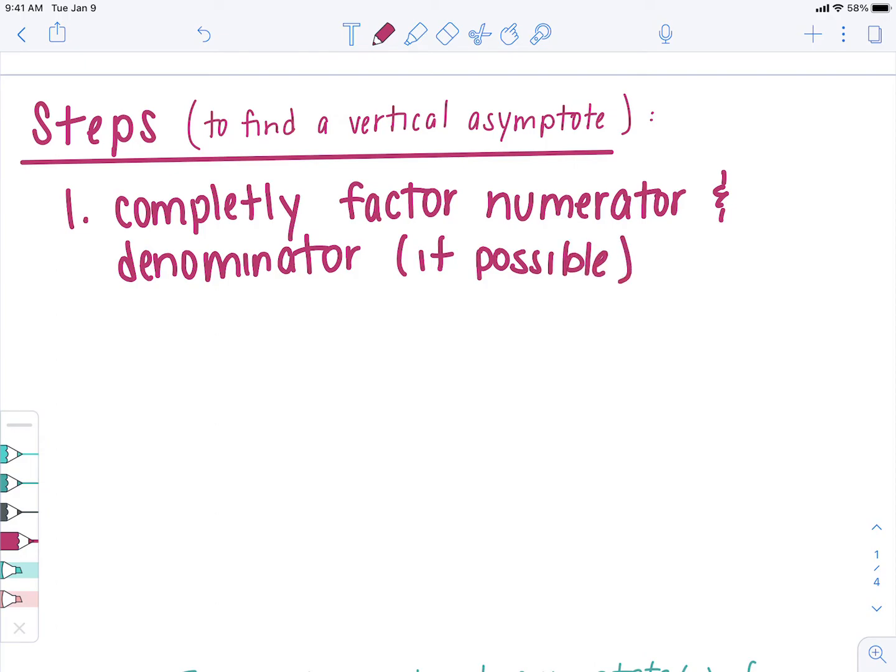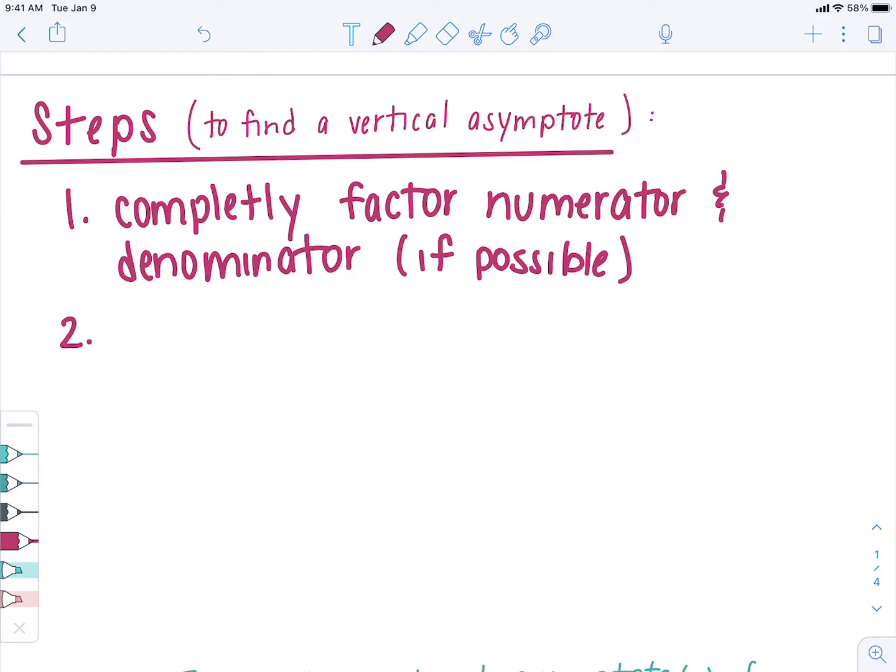There might be functions that don't actually have things that we can factor. Like there's just an x in the numerator. We can't factor that. It's already as simplified as possible. But if we can factor and if we can simplify, we want to. Because sometimes we may end up with the same factors in the numerator and the denominator, which then we can cancel out, and that will make solving easier.